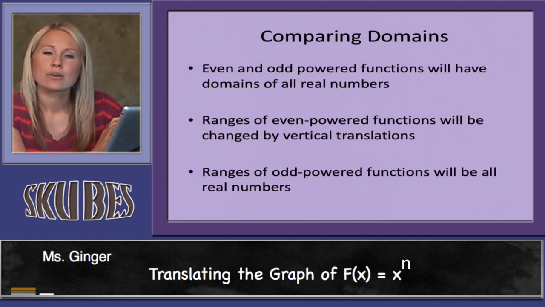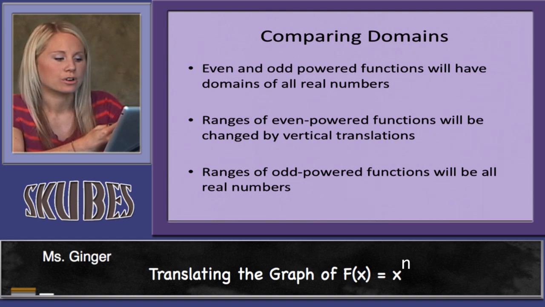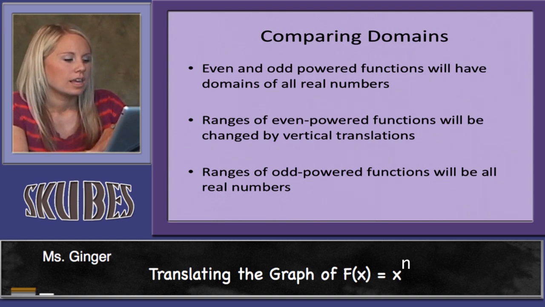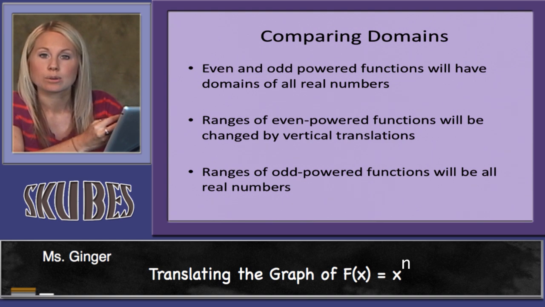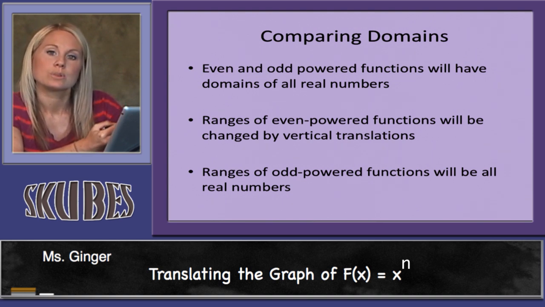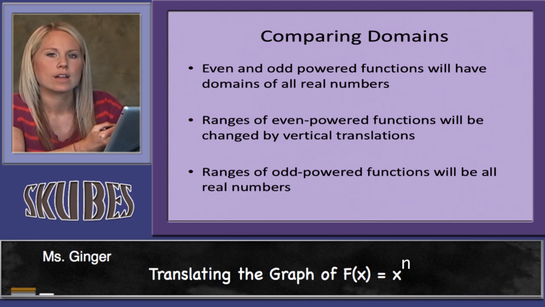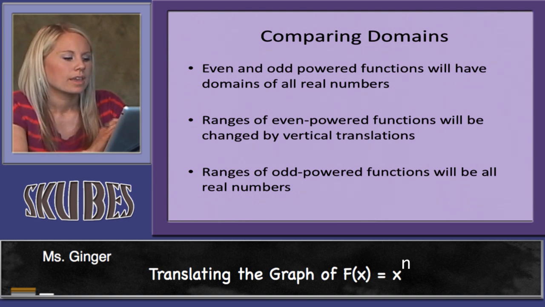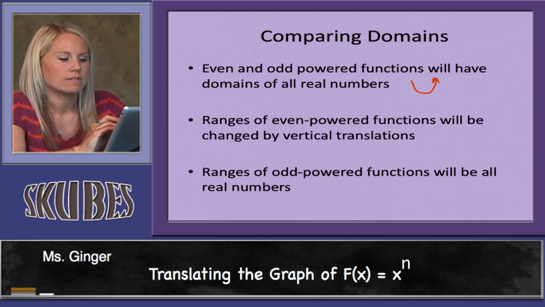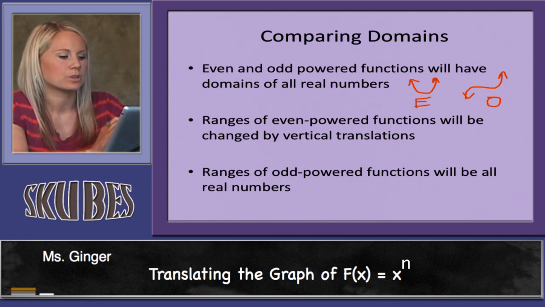All right, thinking about the domains and where these graphs are occurring on the grid, if you think about an even and an odd powered function, remember the even powered functions are going to do the same things on both ends, whereas the odds are doing something different. So let's think about how that affects the domain once we translate these. Let's draw an example of an even, and here would be our odd. Okay, we'll label them so we'll know which one's which.